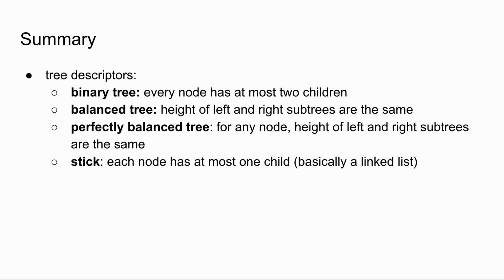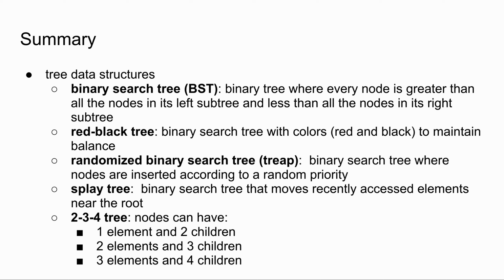We also learned about some ways we can describe trees. A binary tree is a tree where every node has at most 2 children. A balanced tree is a tree where the height of the left and right subtrees are the same. A perfectly balanced tree is a tree where for any node, the height of the left and right subtrees are the same. A stick is a tree where each node has at most 1 child, which makes it basically a linked list. We learned about some common tree data structures.